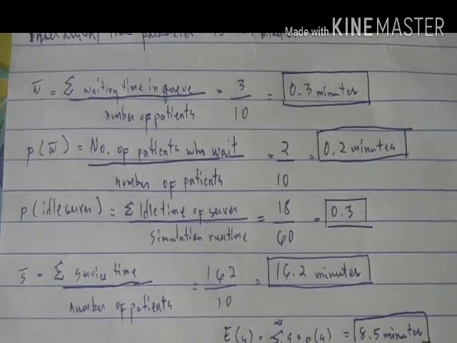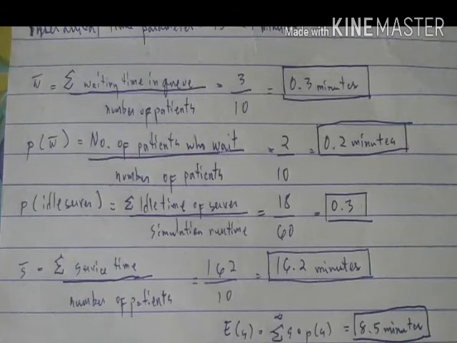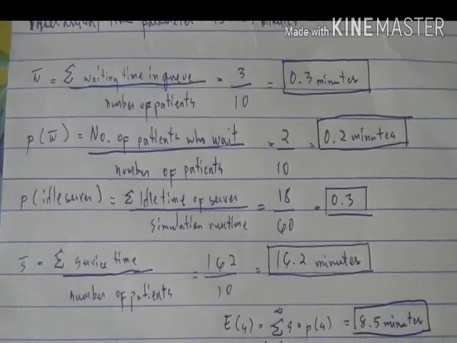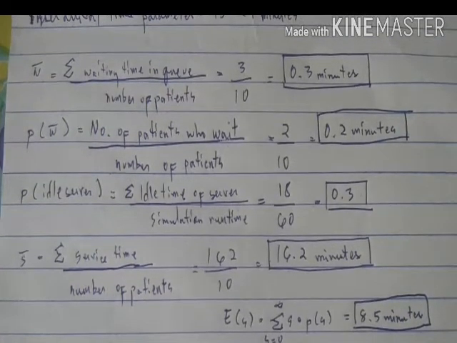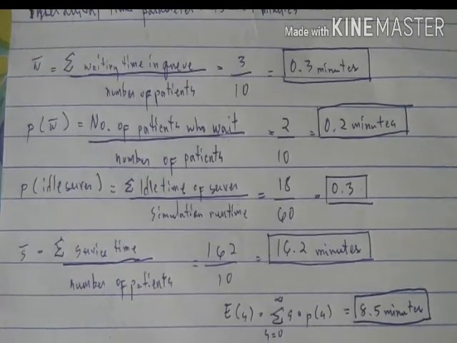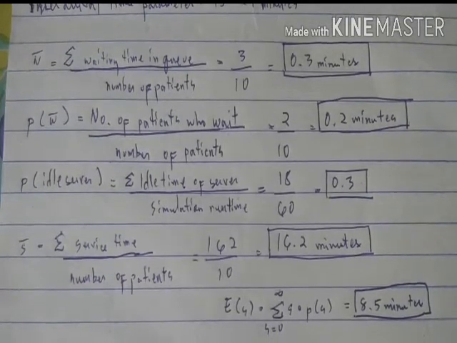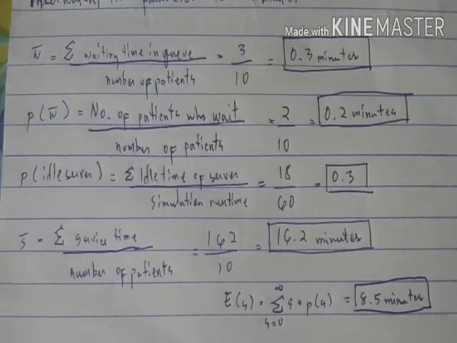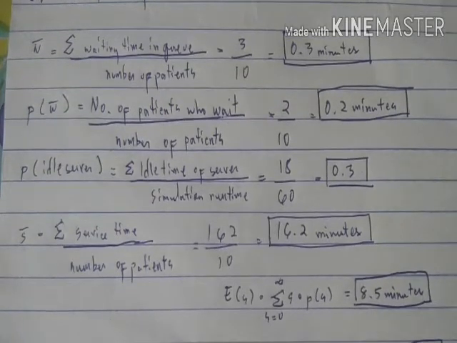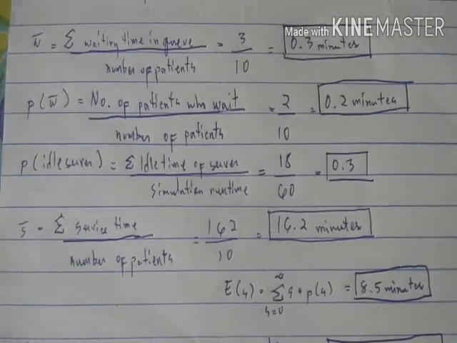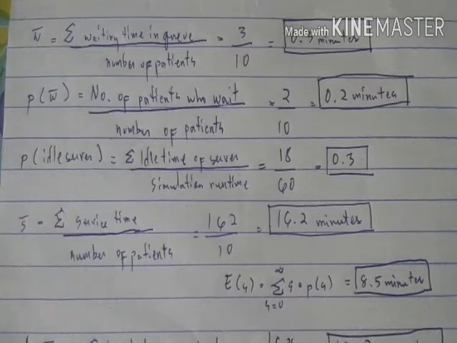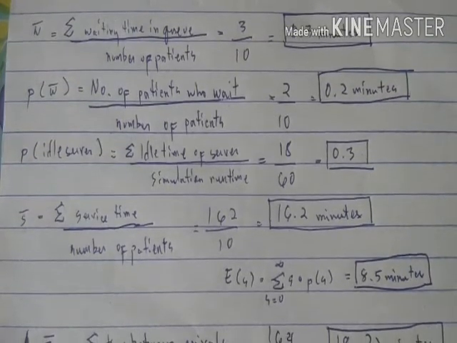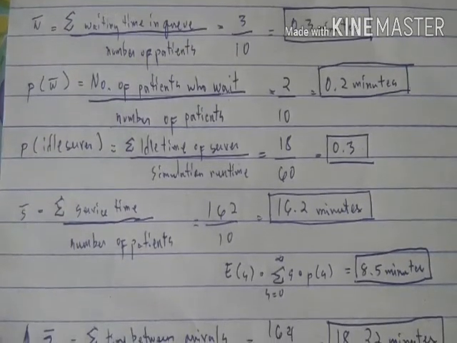So let's compute the probability that a patient has to wait. The number of patients who wait divided by the number of patients. There are 2 patients who wait, patient 5 and patient 10. So 2 divided by 10 equals 0.2. So the probability that a patient has to wait is 0.2.